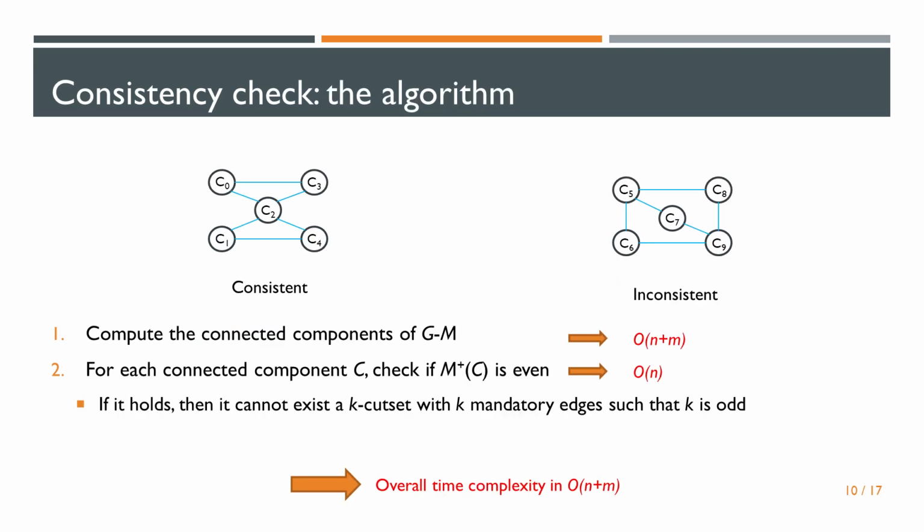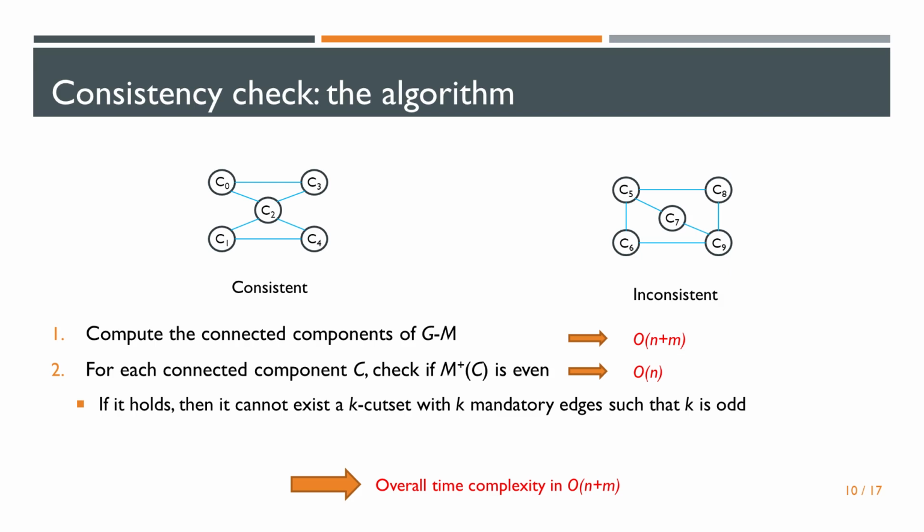So how to find this cutset? First, we compute the connected components in the graph in which we remove the mandatory edges. So we have connected components of optional edges only. That is linear to perform. Then for each connected component, we check if the number of mandatory edges outgoing from this component, that is the edges having exactly one endpoint in this component, is even. If this property holds, then there cannot exist a k-cutset with k mandatory edges such that k is odd.